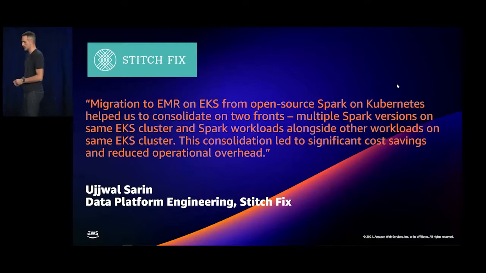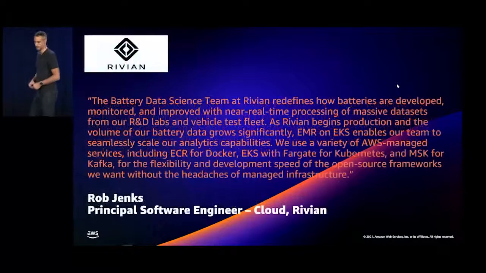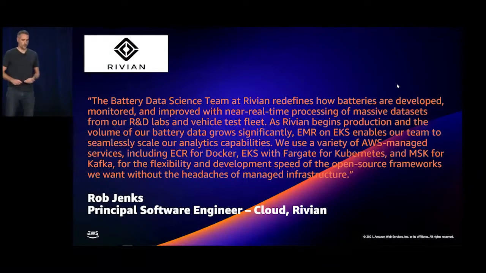Stitchfish is one of our customers who is using EMR on EKS. They migrated from open source Spark on Kubernetes, and they were able to achieve very high consolidation, both of multiple Spark versions and Spark workloads with other workloads. Another customer is Rivian. Rivian moved to EMR on EKS to scale their near real-time processing, and they were able to follow the demand from their research and development, which was expecting a lot of vehicle tests and battery tests.